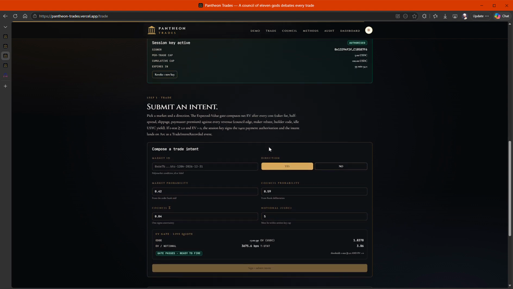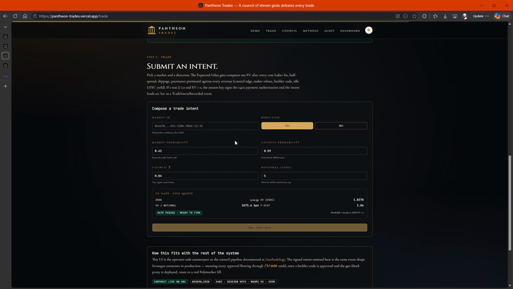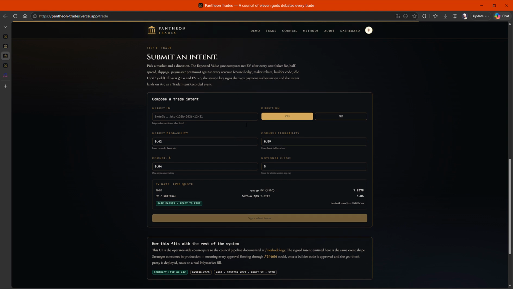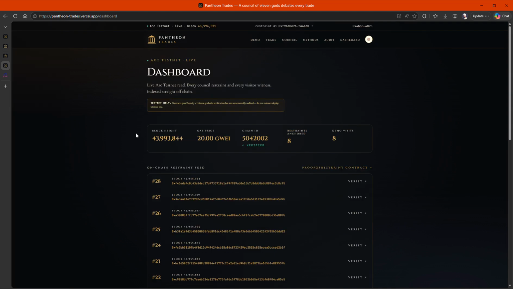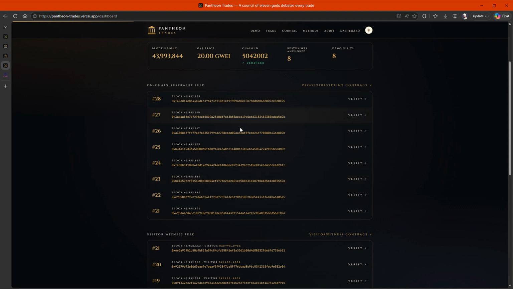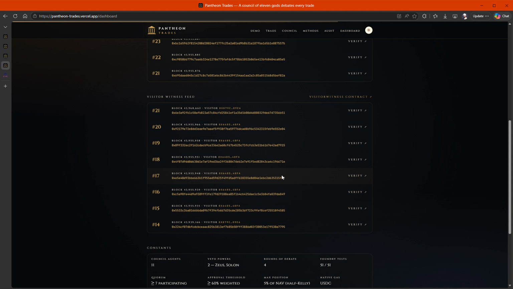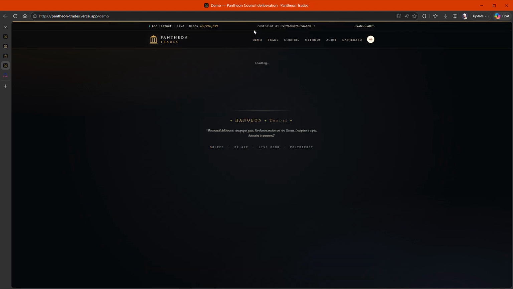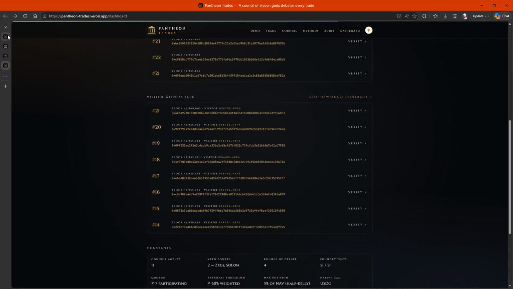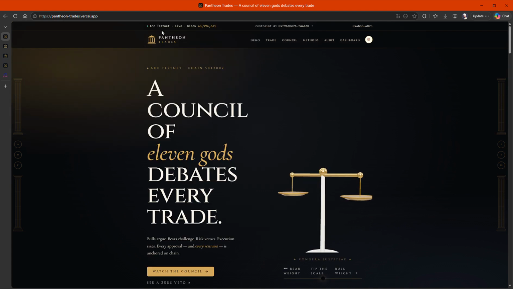Right now, what you see over here is the trade form. You can submit an intent this way, and this is what exactly is going on with the entire platform, right? Now let's just go to the dashboard. The trades over here that you can see are all the restraint feeds, the witness feed, and whatnot. And these are the receipts that I talked about earlier on, that all of the receipts are saved on the ARC testnet, right? And that's pretty much it, at least the most nuanced way to explain it.